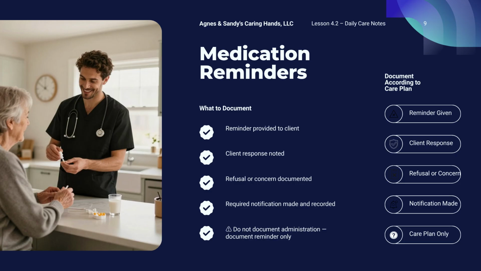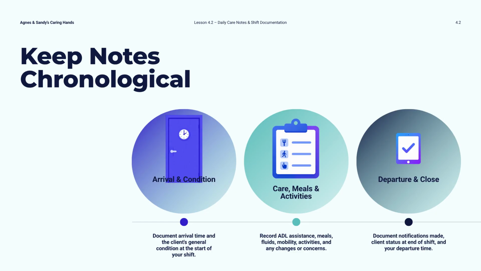When writing a narrative daily note, chronological documentation can make the shift easier to understand. Start with the beginning of your shift and move through the major events in the order they occurred. You do not necessarily need to document every minute. Focus on relevant care, observations, and events. A clear sequence makes it easier for someone reviewing the record to understand what happened.